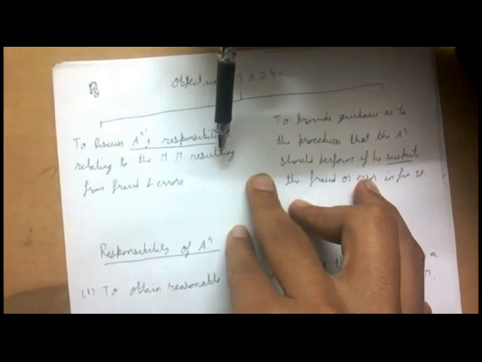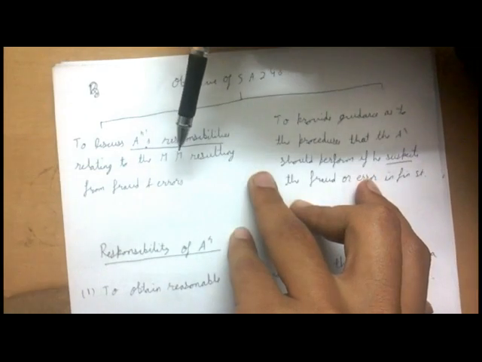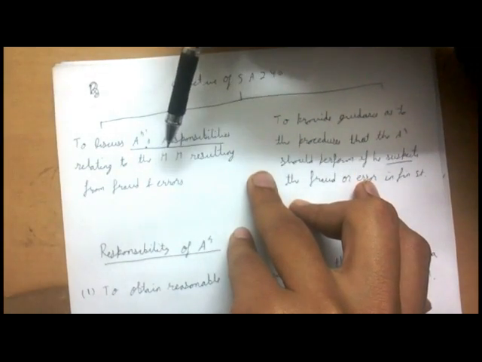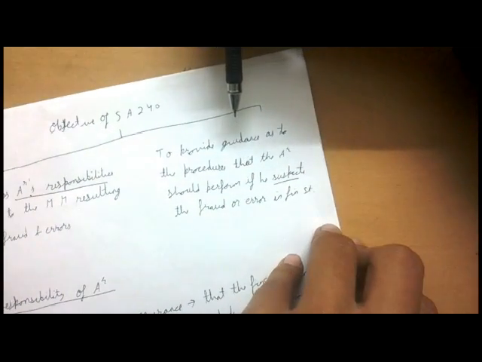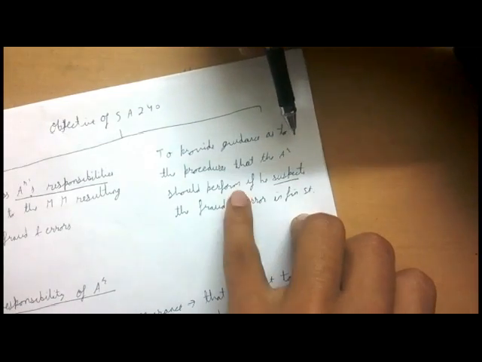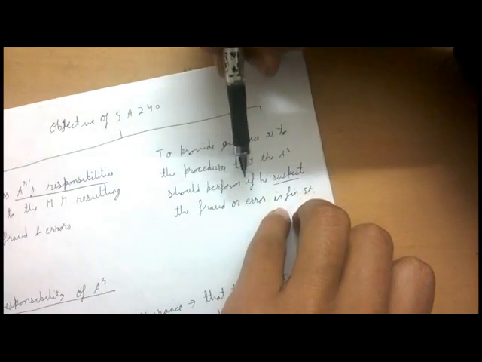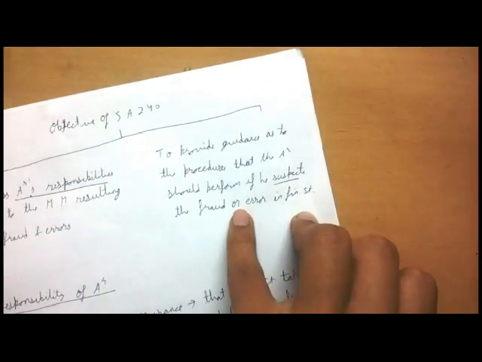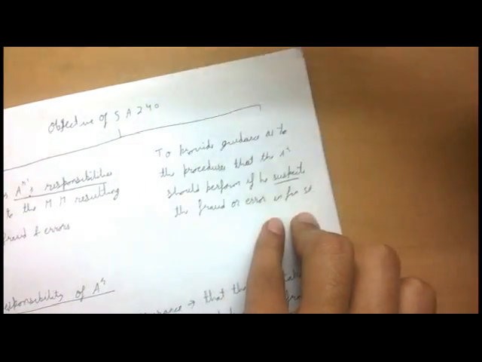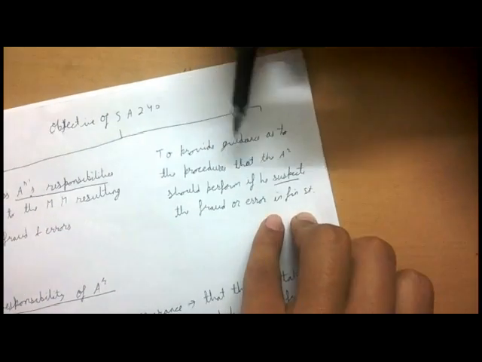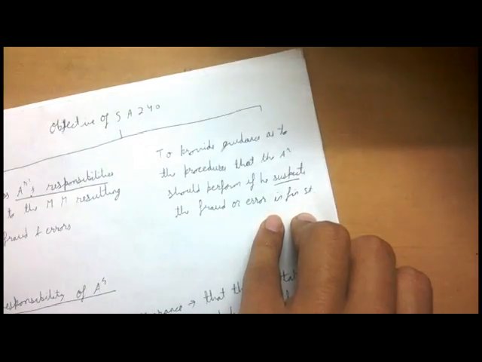If there is a material misstatement resulting from a fraud, that is, a fraud gave rise to a misstatement which is material, now what is the responsibility of the auditor? And the other objective of this particular SA is to provide guidance, that is, to guide the auditor as to the procedures that the auditor should perform. What procedure does he have to perform if he suspects, that is, if he has an indication, if he thinks that there is a fraud or error in the financial statement? He is not sure, but he has a suspicion about a fraud or error to have been in the financial statements.